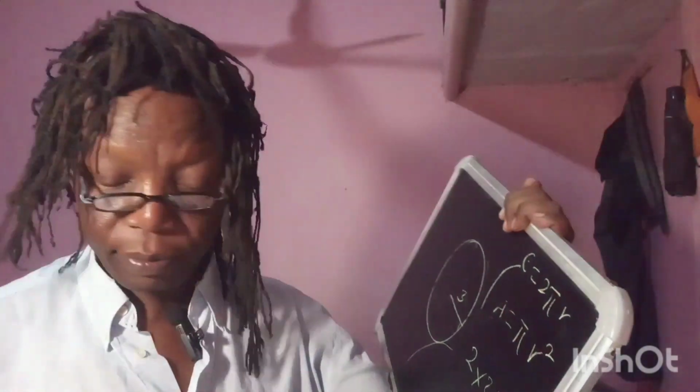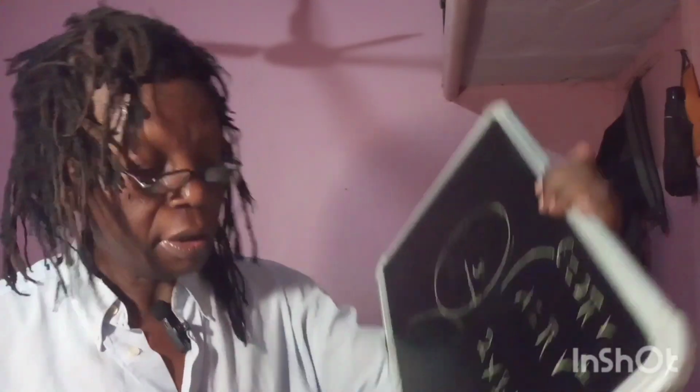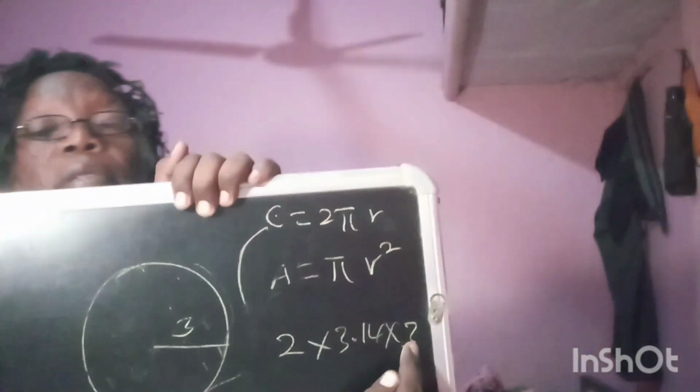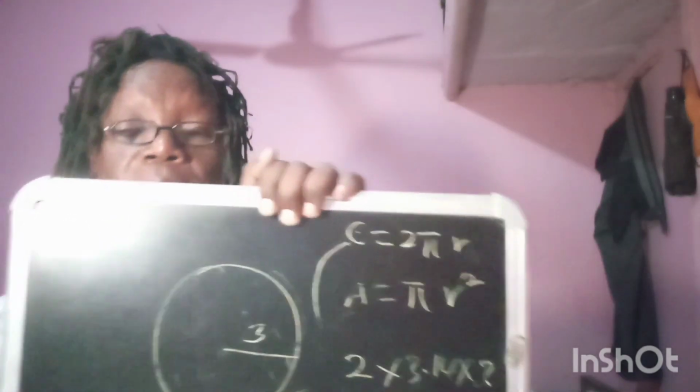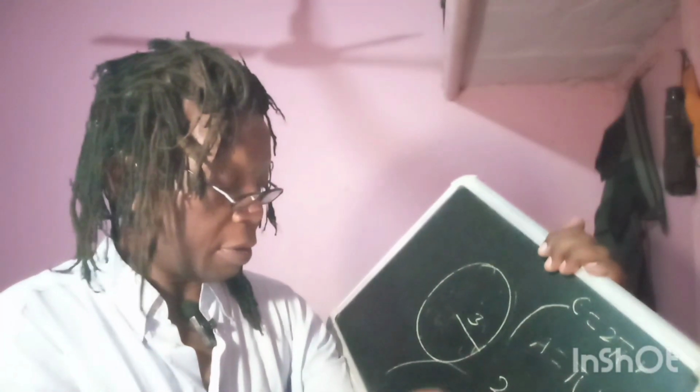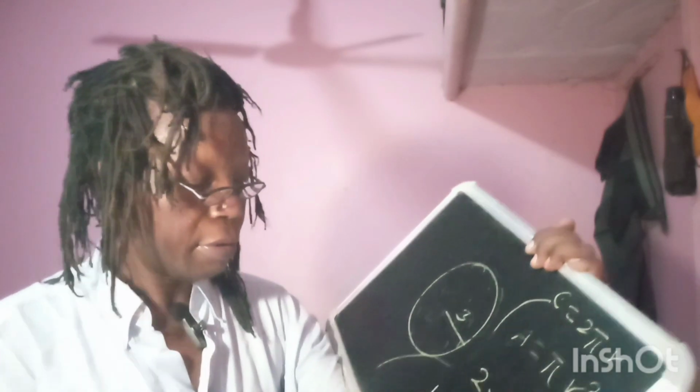Okay, there is a difference in the sense that when you are doing pi r squared, you are going to find out the area in square units. So 3.14 times, 3 times 2 is 6. So 6 times 3.14 gives 18.84.